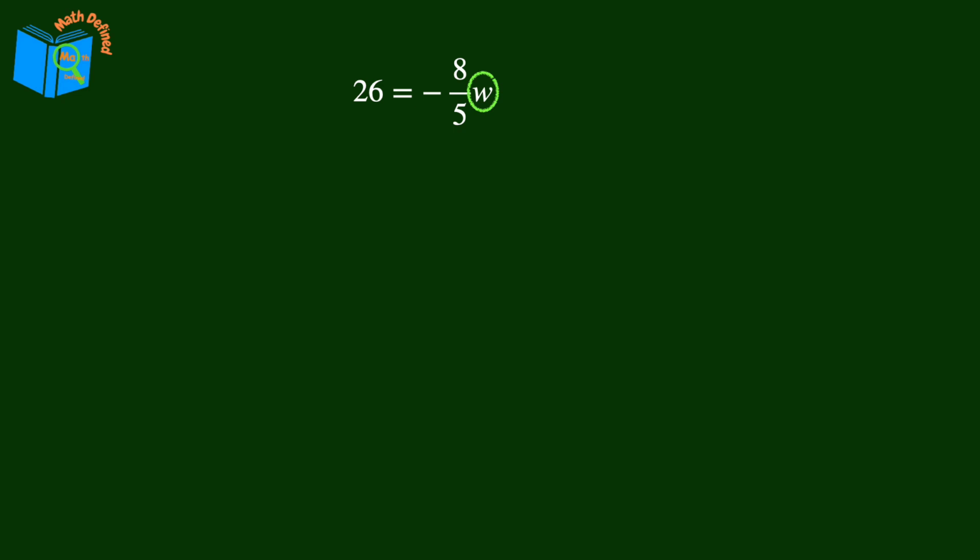To solve for w, multiply both sides by the reciprocal of -8/5. On the right, the fractions cancel each other out, leaving the variable w, and then we'll multiply the fractions on the left. We have some larger numbers here, so let's use cross-cancellation to make it easier. 8 and 26 share a common factor of 2, giving us 4 and 13. Multiplying the numerators, -5 times +13 is -65, and the denominators, 4 times 1 is 4.